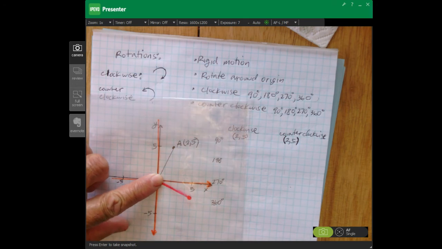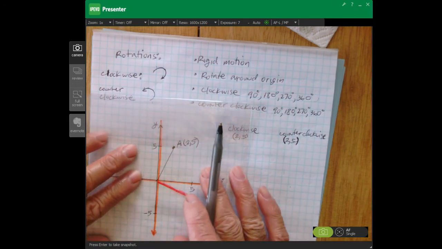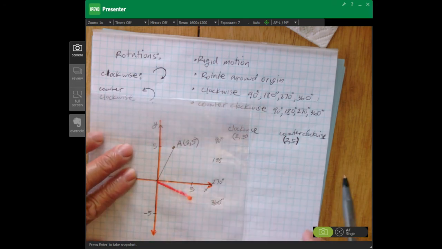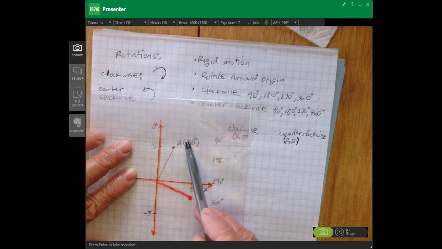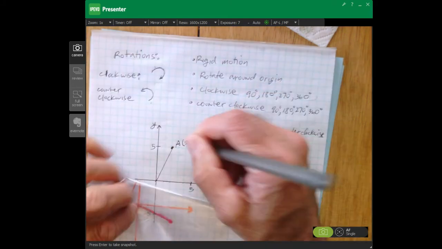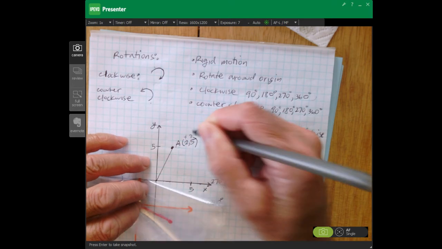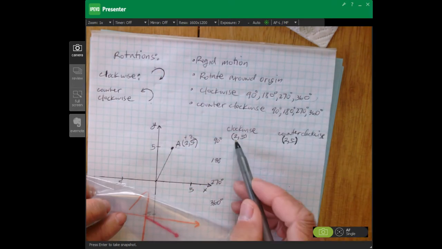Okay, so that's 90 degrees. So now we're looking for the new point. It was at 2, 5, right? 2, 5 right here, over 2, up 5. 2 is our x coordinate, and 5 is our y coordinate. So that's what I have written right here.